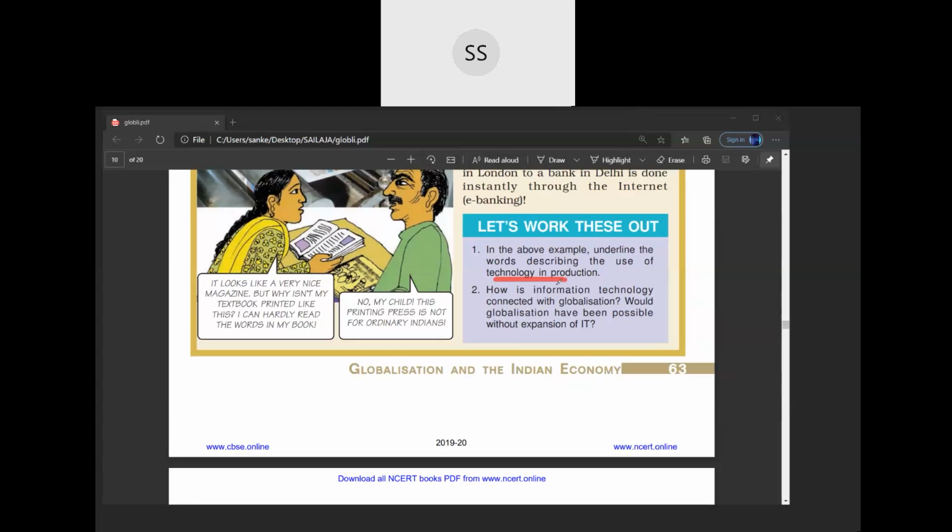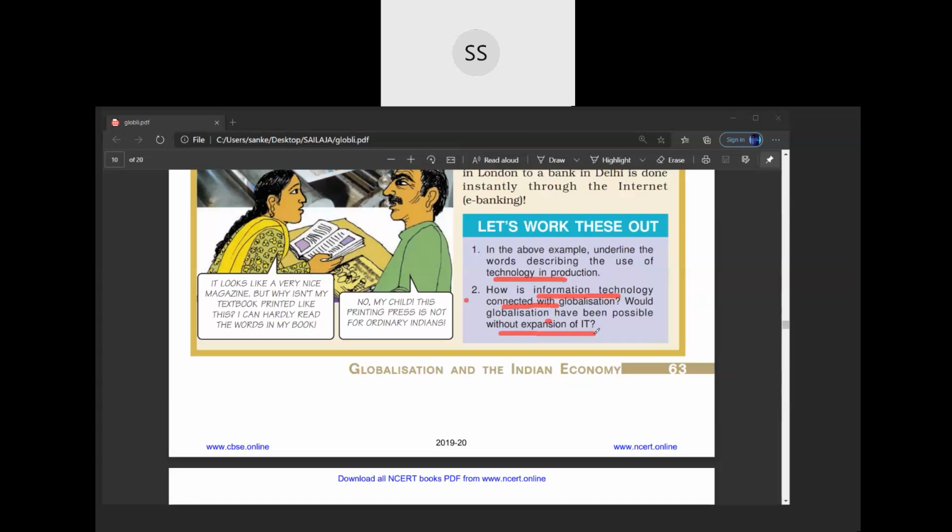Then we have the next question. How is information technology connected with globalization? Just now we have seen, without information technology, globalization cannot be there. Information between the producers and the consumers, information from one office to another office, information for one MNC sitting in America, they will get all information about what is happening in their factories or industries located all over the world. So would globalization have been possible without expansion of IT? No. Without information technology, there cannot be any globalization.